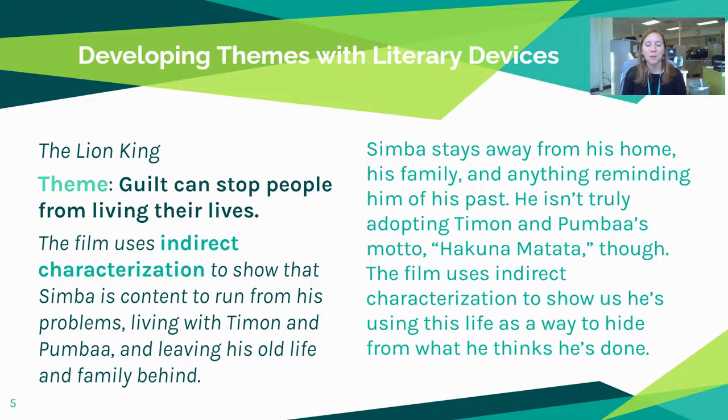And he's not really leaving the past behind him, he's just running from his past. So the film uses indirect characterization to show us that he's using this life with Timon and Pumbaa as a way to hide from what he thinks he's done. So this guilt he's feeling is stopping him from living his life. He's not moving on, he's just sort of hiding. So that's a way that the film's using indirect characterization to help us better understand this theme. So the literary device here is indirect characterization, and this is the theme.